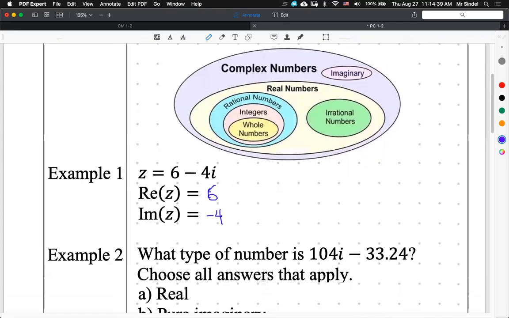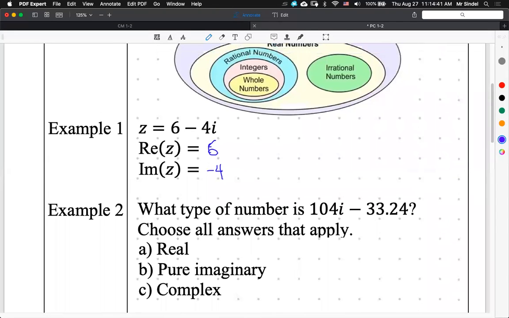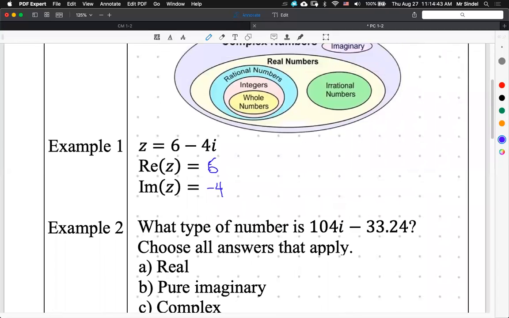All right. Next problem, example 2. What type of number is that thing? And you're going to mark all answers that apply. So you can say A, B, and C. You can mark all 3 if you want. So someone new, someone that has yet to speak yet.